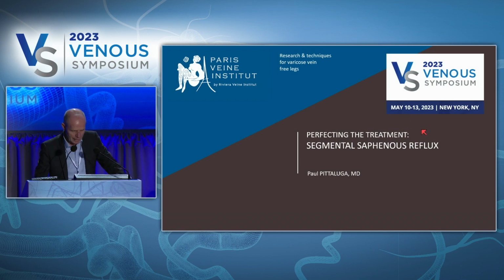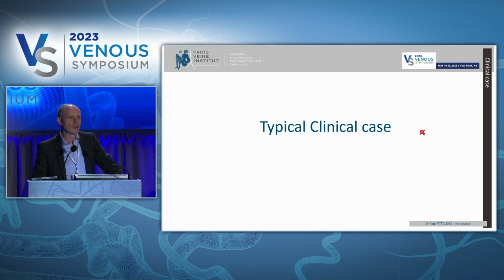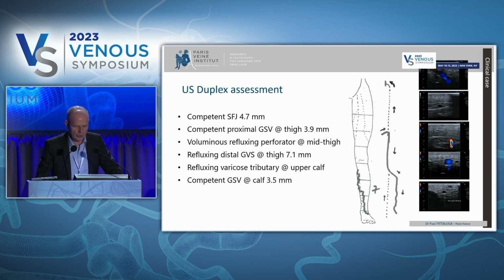So I will try to explain how to perfect the treatment of segmental saphenous reflux. I showed you last year, by Zoom at that time, a typical clinical case of a C2 young lady, very active but with significant symptoms. The ultrasound assessment showed a segmental GSV reflux from mid-thigh to the knee, with a competent trunk above a refluxing thigh perforator and, below, the emergence of varicosities.